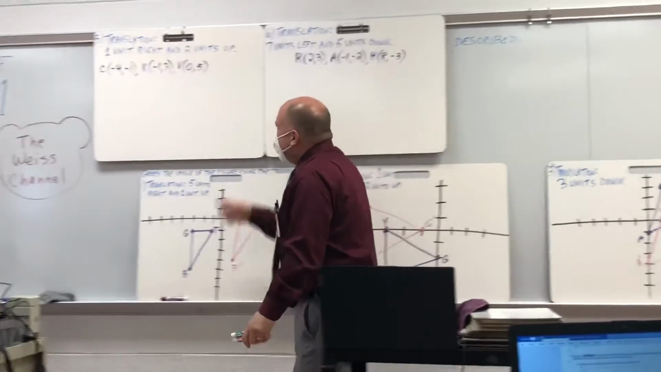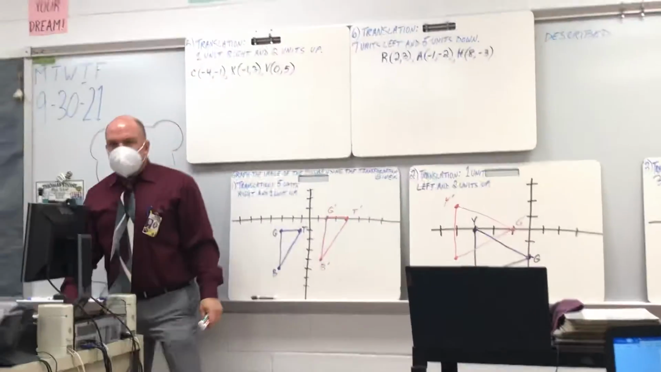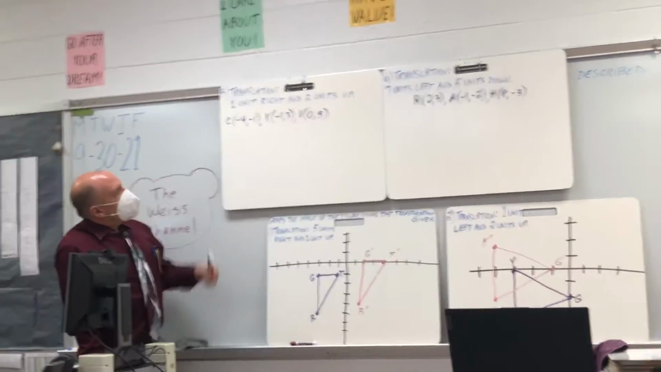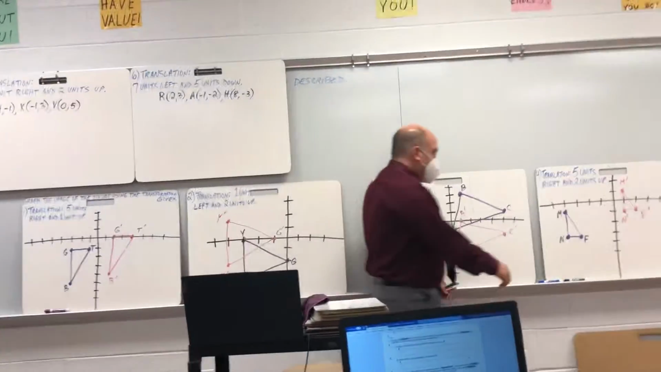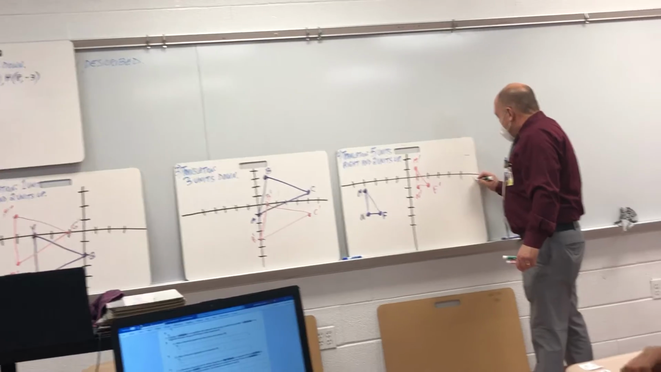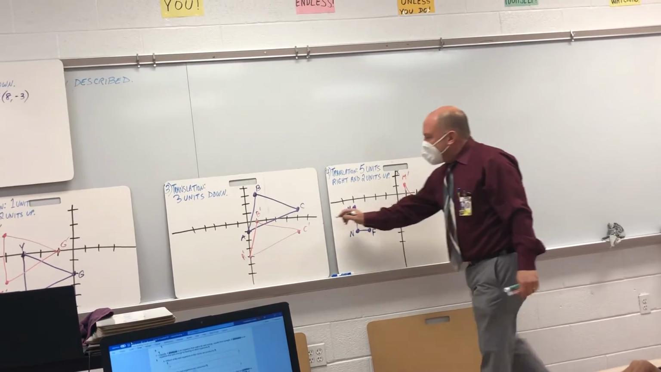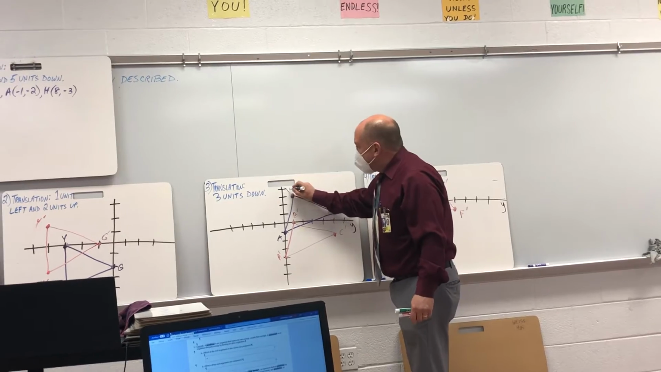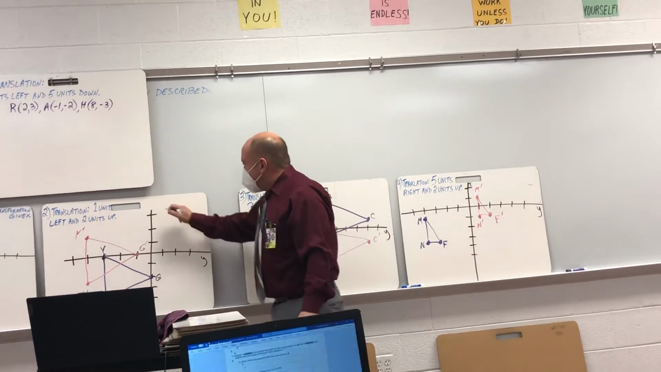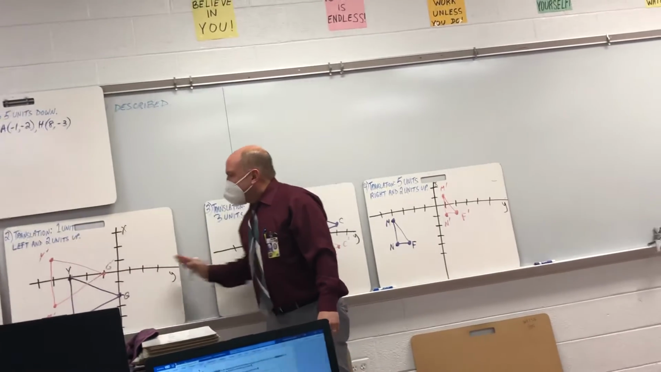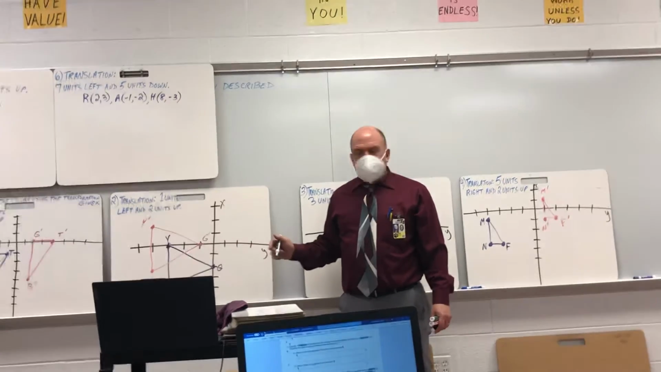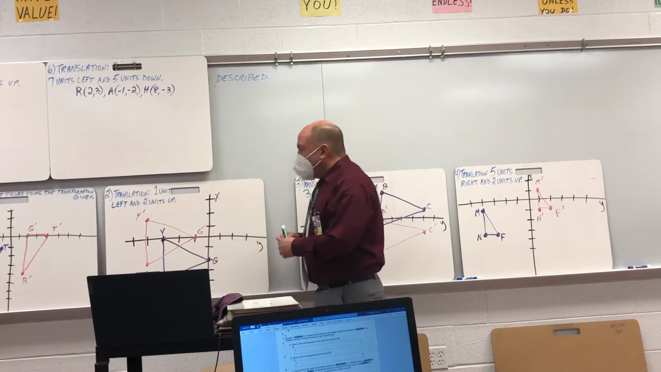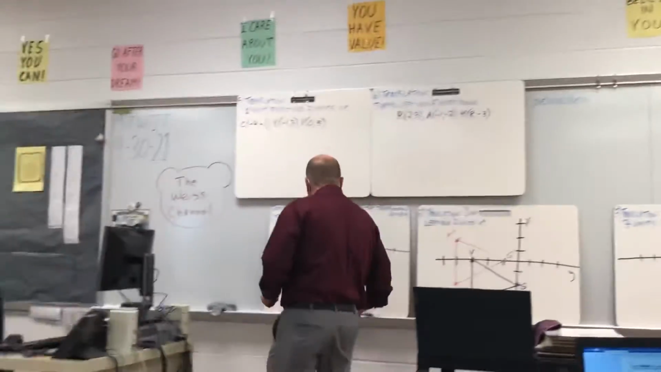So what about this? Now it's just giving me points. They're not on the graph. 1 unit right and 2 units up. Well, what axis am I moving right and left? Here's the y-axis, here's the x-axis. Which axis am I moving left and right? The y, right? So the y-axis, I'm moving left and right.